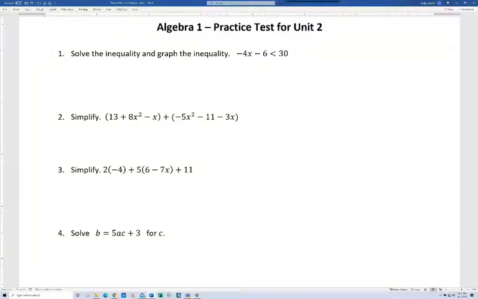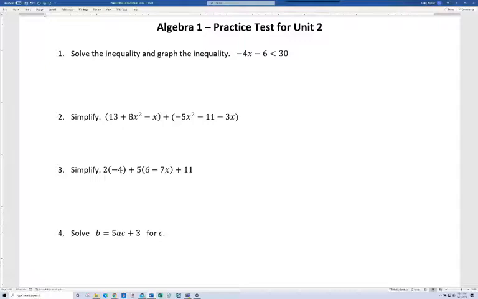All right, in this video I'm going to be going over the practice test for Unit 2. So let's go ahead and get started. It says here, solve the inequality and graph the inequality. So this is like solving a two-step equation. You can see that we're going to have to add 6 to both sides and divide by -4.